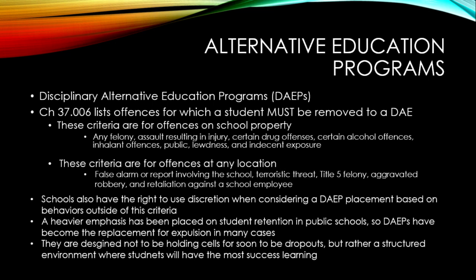These criteria are for offenses on school property: any felony, assault resulting in injury, certain drug offenses, certain alcohol offenses, inhalant offenses, public lewdness, and indecent exposure. These criteria are for offenses at any location: false alarm or report against a school, terroristic threat, Title 5 felony, aggravated robbery, and retaliation against school employees. Schools also have the right to use discretion when considering a DAEP placement based on behaviors outside of these criteria.